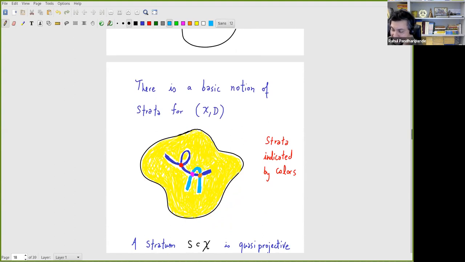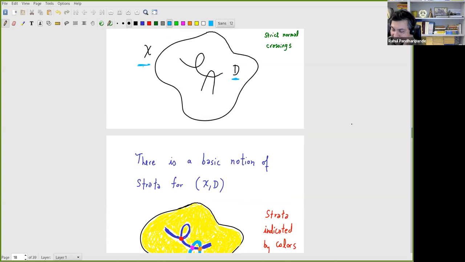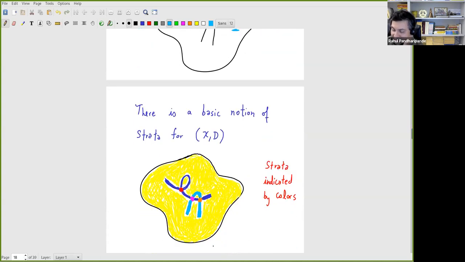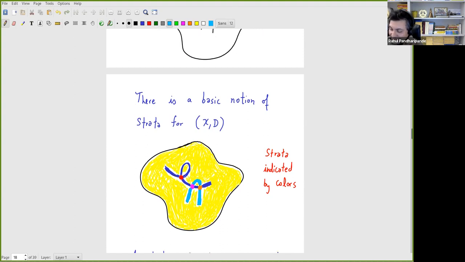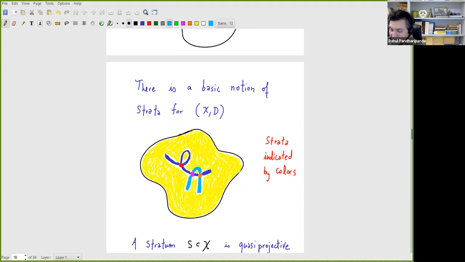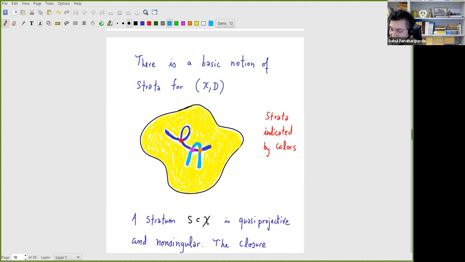So here's the picture. Here's the example, and I explain to you what the strata are by different colors. There's a big stratum, and then the smaller ones. Whenever anybody meets, it goes to a smaller stratum. This corresponds to what we call the quasi-projective strata of Mg bar. So a stratum here is quasi-projective and non-singular.